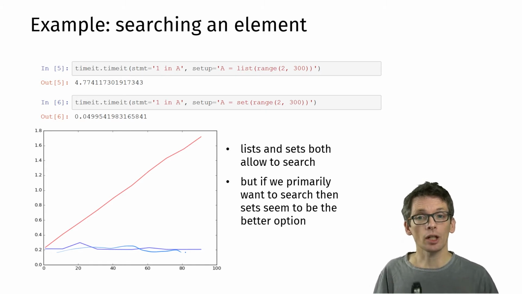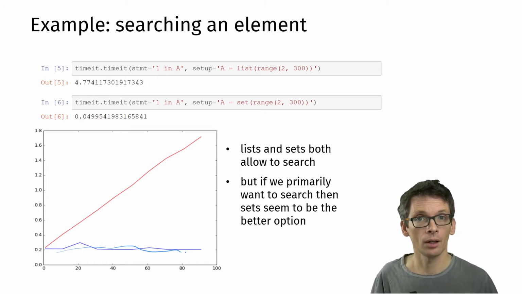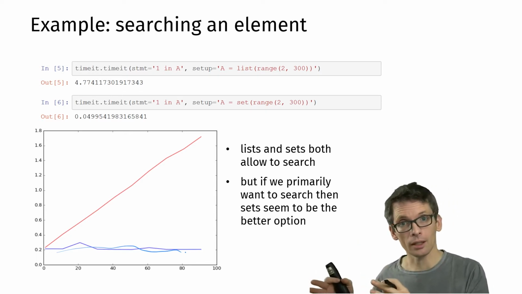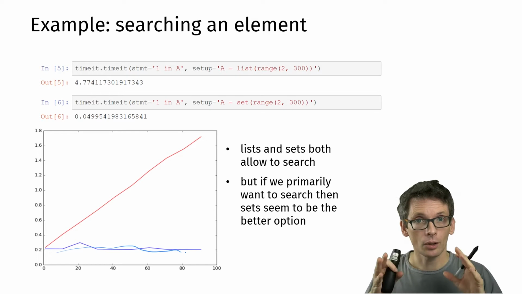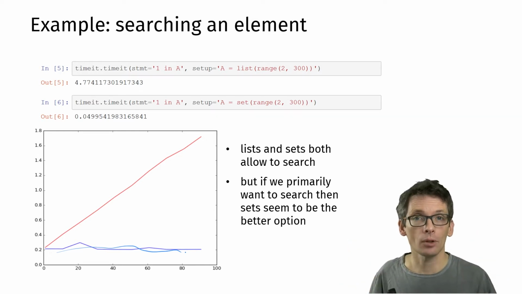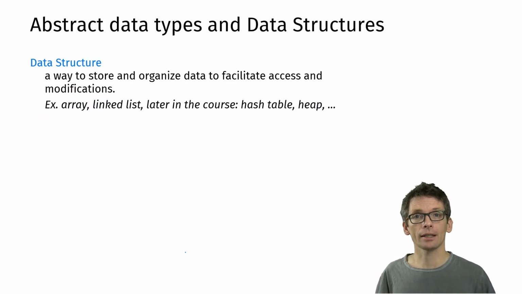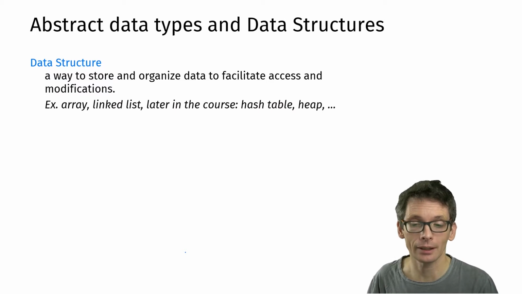So if searching is what I care about, then I could be using a list, but I should be using a set. So it matters how I'm storing my data, what kind of data structure I'm using. Okay, so let's get started with abstract data types and data structures.